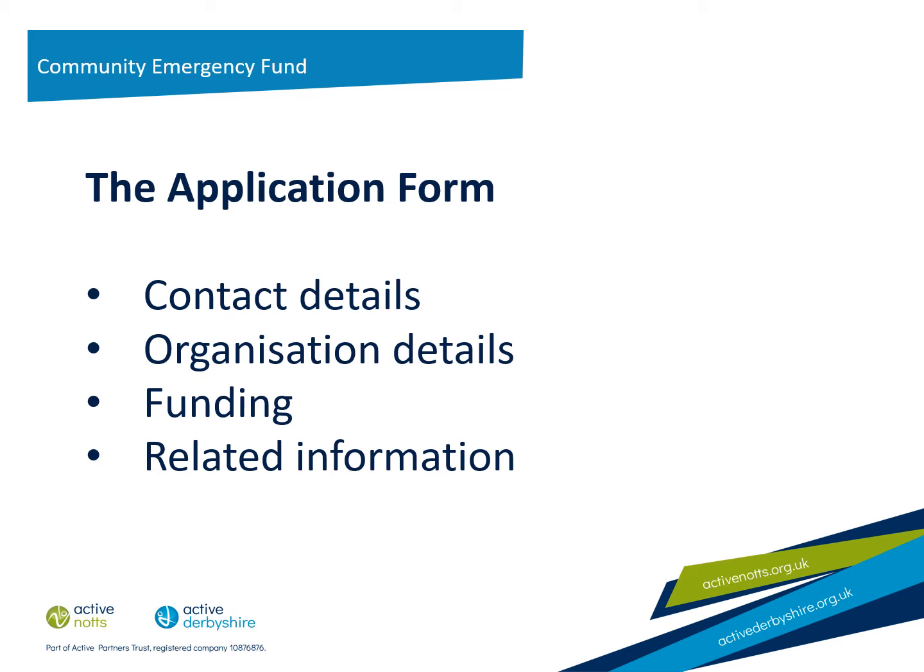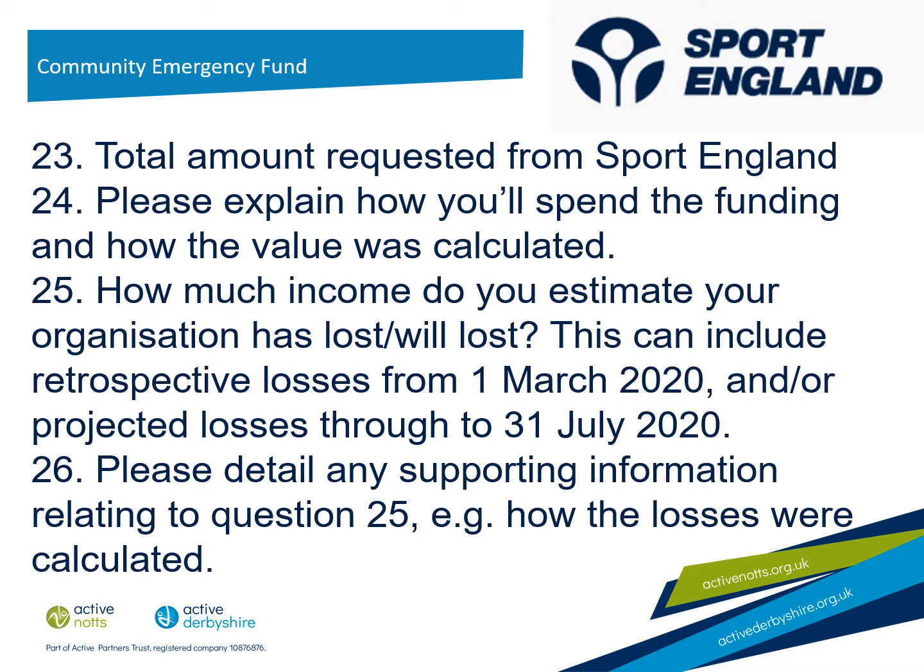Therefore, we'll move straight on to the funding section on the form. So we'll start at looking at question 23 onwards. We'll have a look at questions 23 through to question 26. So think carefully about how much funding you need from Sport England and make sure that it is a figure that you can justify. So I would recommend that if you've got access to your finance files for last year, have a look at the sort of expenditure that was incurred in terms of your running costs from the period 1st of March through to the 31st of July.